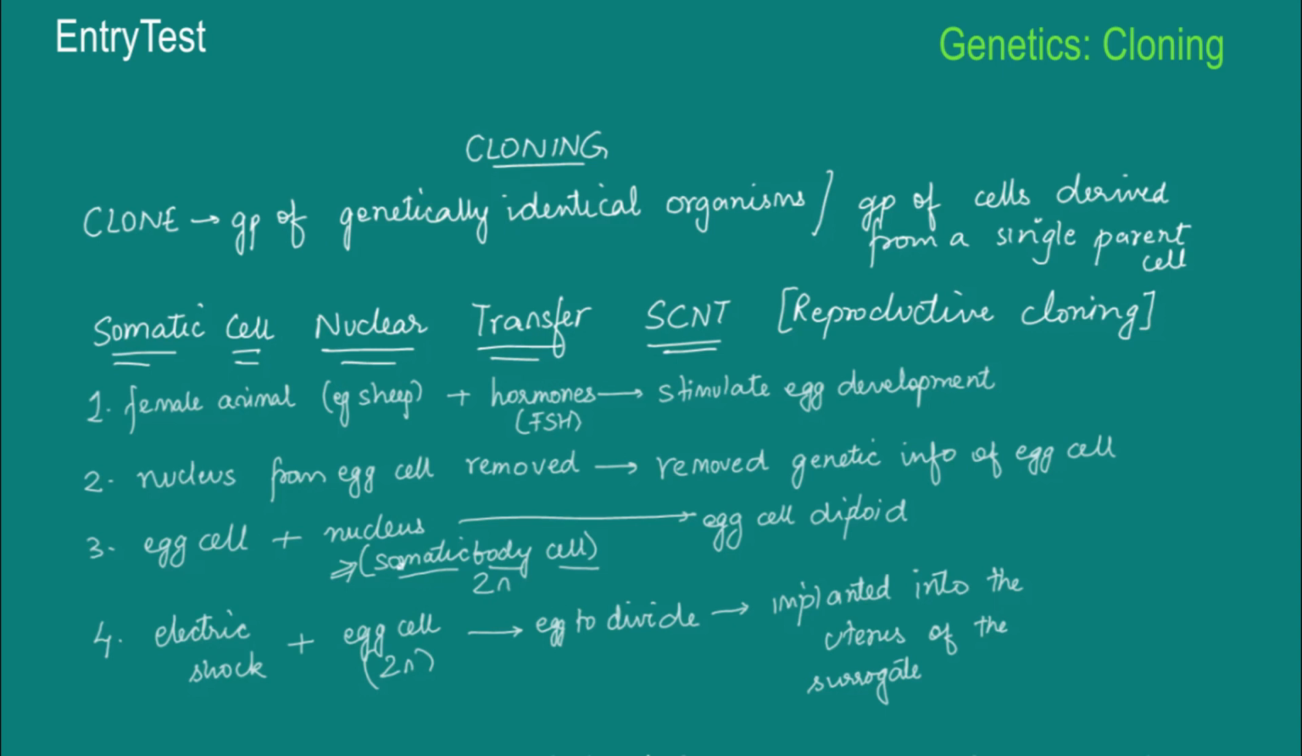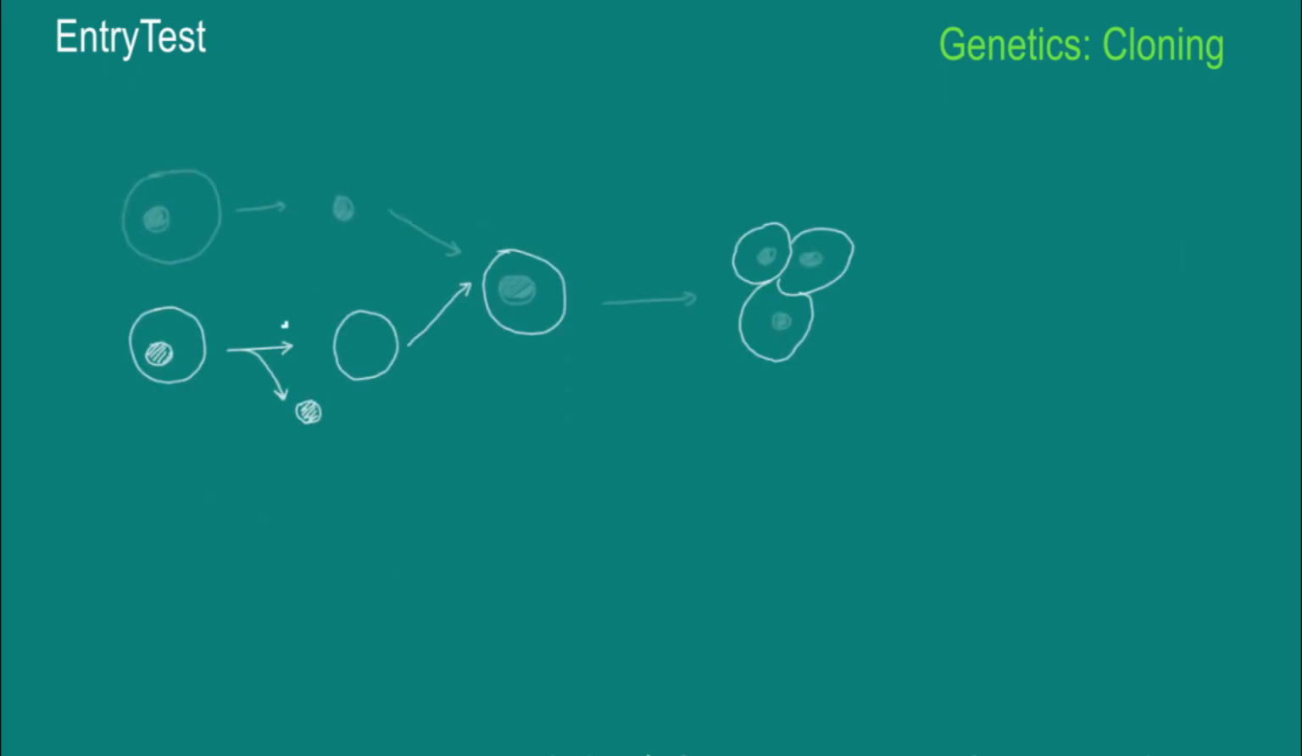So let's diagrammatically try to understand this entire process once again. So look at this process now. This is the original cell, the egg cell. So what we have done is we have taken out the nucleus and now this is an enucleated egg cell that does not have any genetic information. This is a somatic body cell.